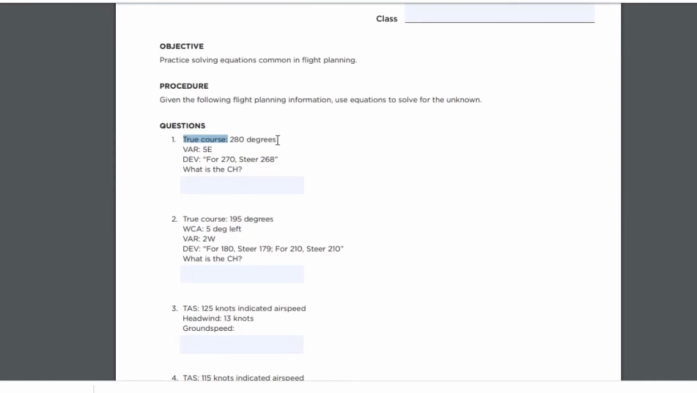Using the plotter on the sectional chart, the angle from the departure airport to the destination would be 280 degrees. So we're headed pretty much towards the west. It says we have 5 degrees variation. And it looks like for 270 degrees, you'd steer 268 degrees for deviation. So it wants to know the compass heading. I've got a little problem with this question. What do we not have here to be able to know compass heading?